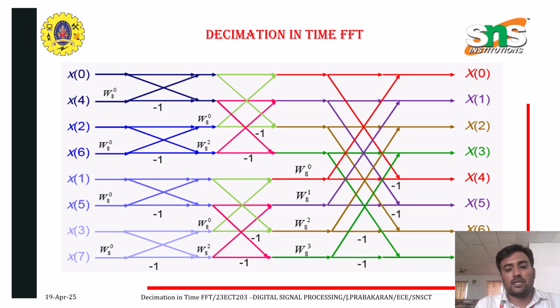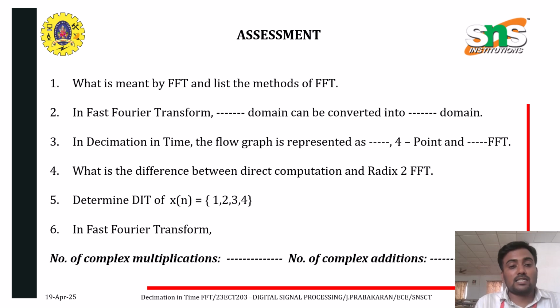This is the assessment of this lecture. First question: what is meant by FFT, and list the methods of FFT. Second question: in fast Fourier transform, from which domain is the signal converted into which domain? Third: in decimation in time algorithm, the flow graph is represented as dash-point, 4-point, dash-point FFT. Fourth: what is the difference between direct computation and radix 2 FFT?